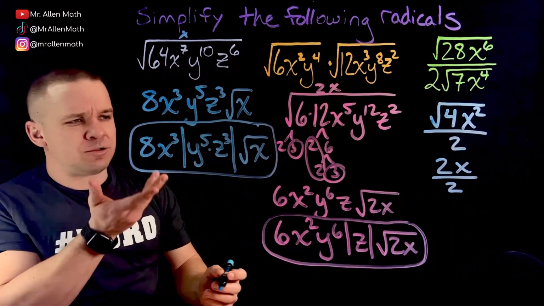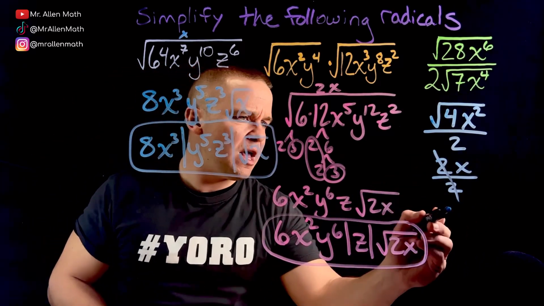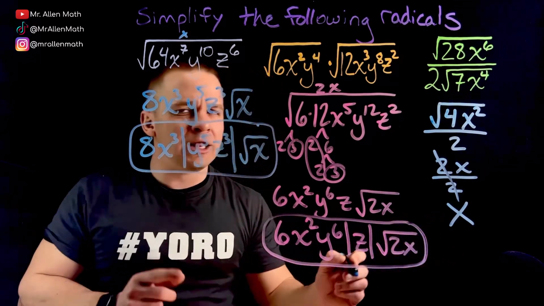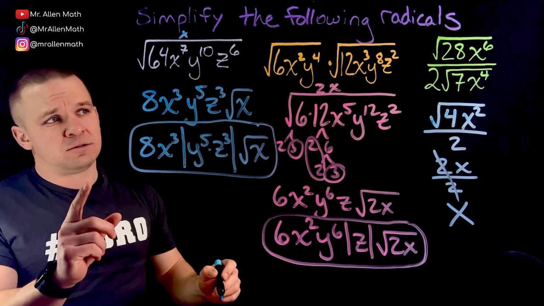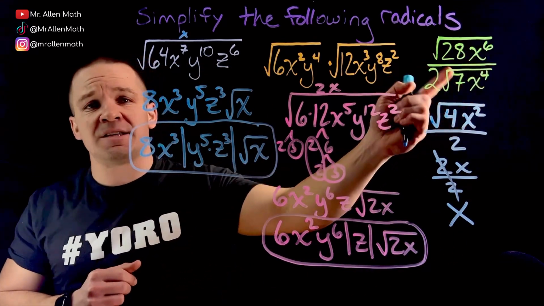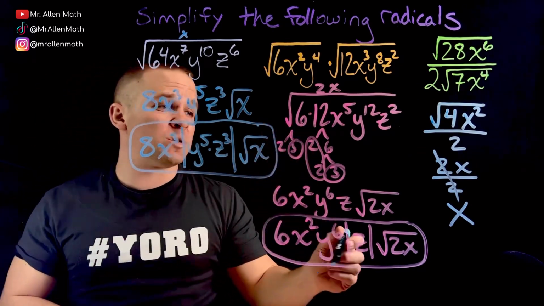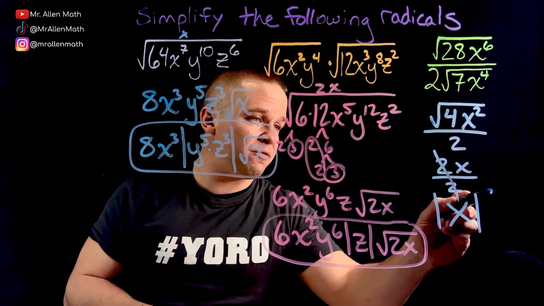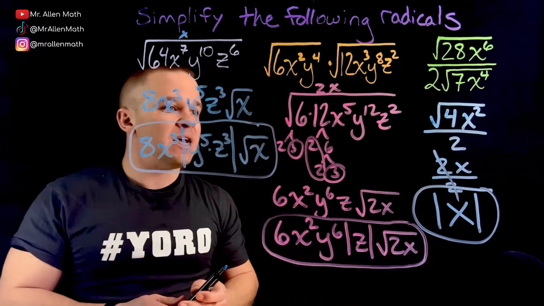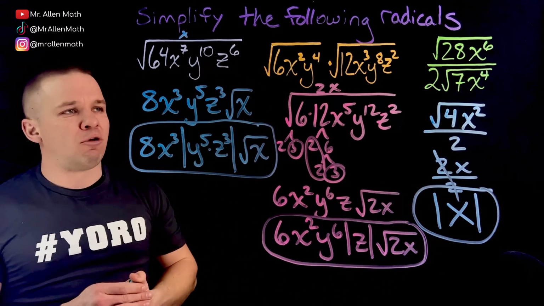Now what? Well, the 2's, they reduce, right? And I'm just left with x, but let's double check here. In the original, I had x to the 6th. Any number I plug in for x, guaranteed to be positive. Same goes with that x to the 4th. So I really need to say absolute value of x is my simplified form for that one.